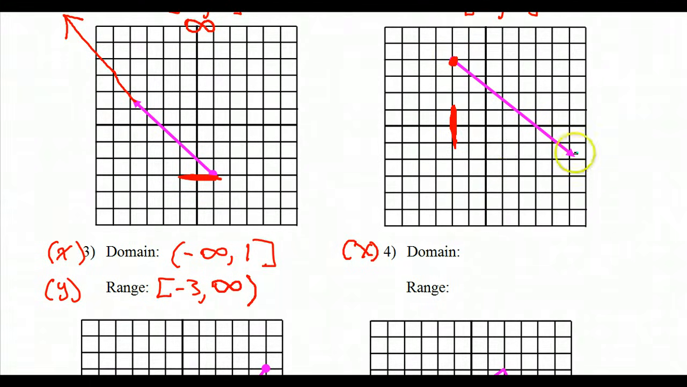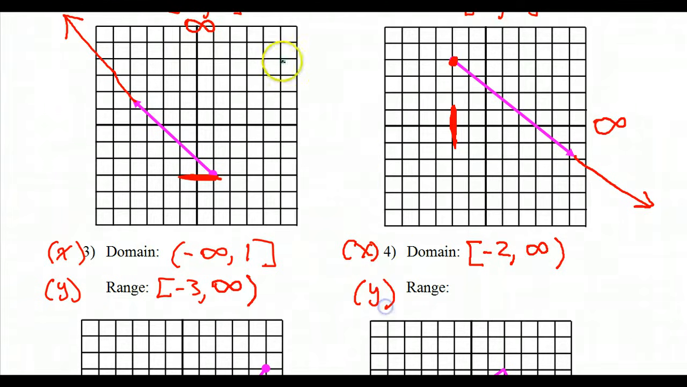Now, how far does it go to the right? Well, this being an arrow means that this keeps going forever. So that means it goes to the right forever. So the domain is going to be negative 2 to positive infinity. Notice the negative 2 gets the square bracket. We're including it, but infinity always gets the round parentheses. You can't get there.